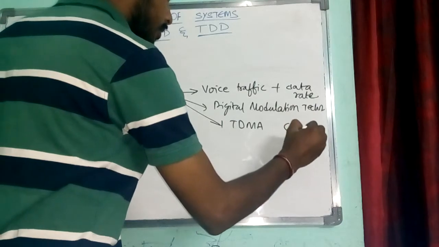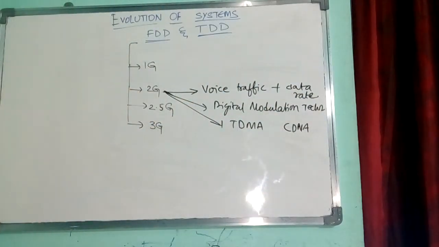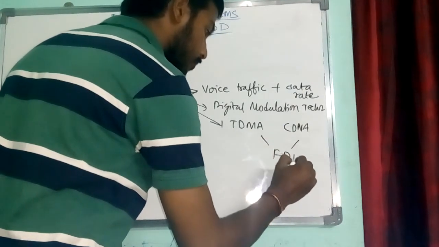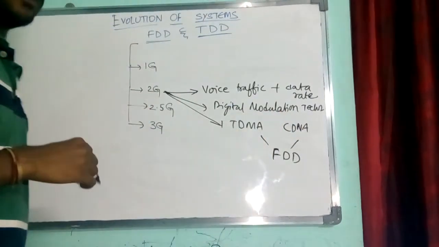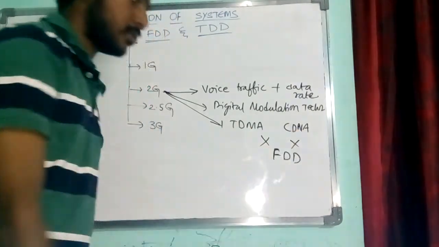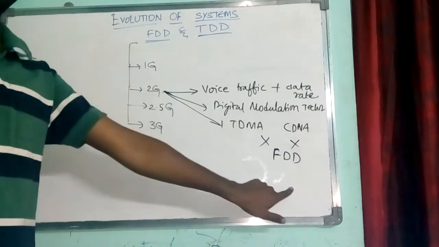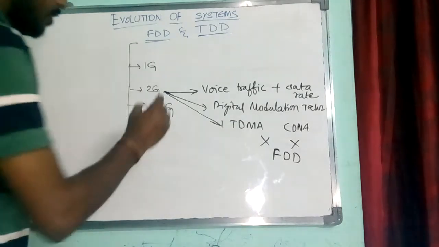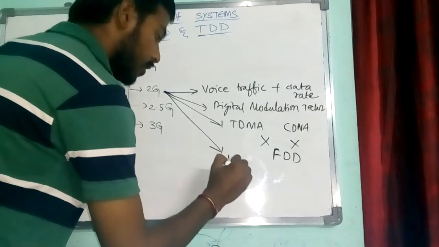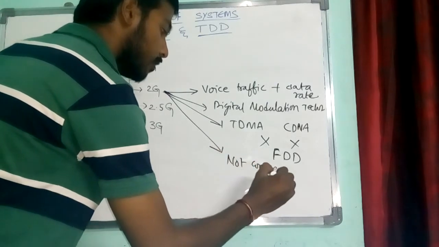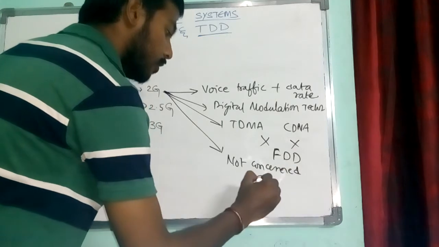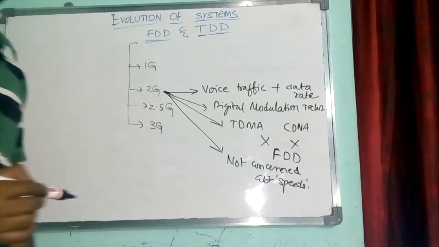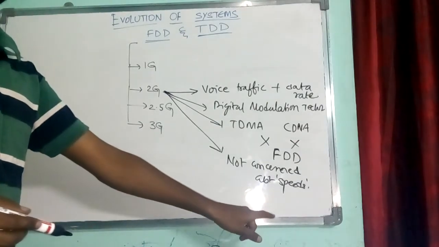They used TDMA and CDMA multiplexing techniques, both under FDD, that is, TDMA by FDD and CDMA by FDD. These 2G systems were not concerned about the speed of the data rate.